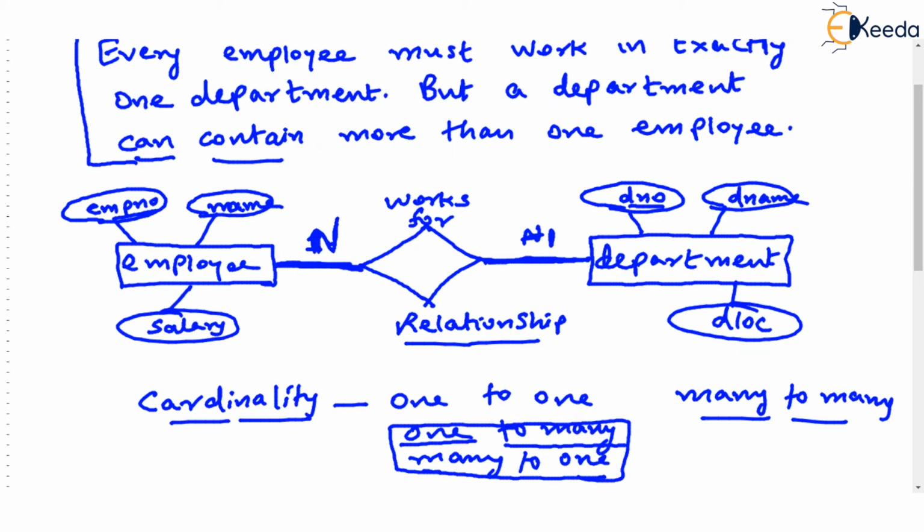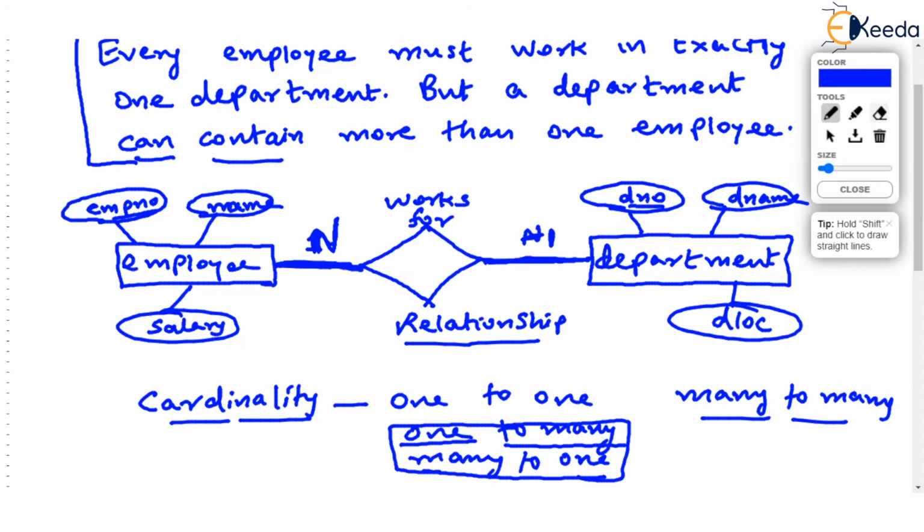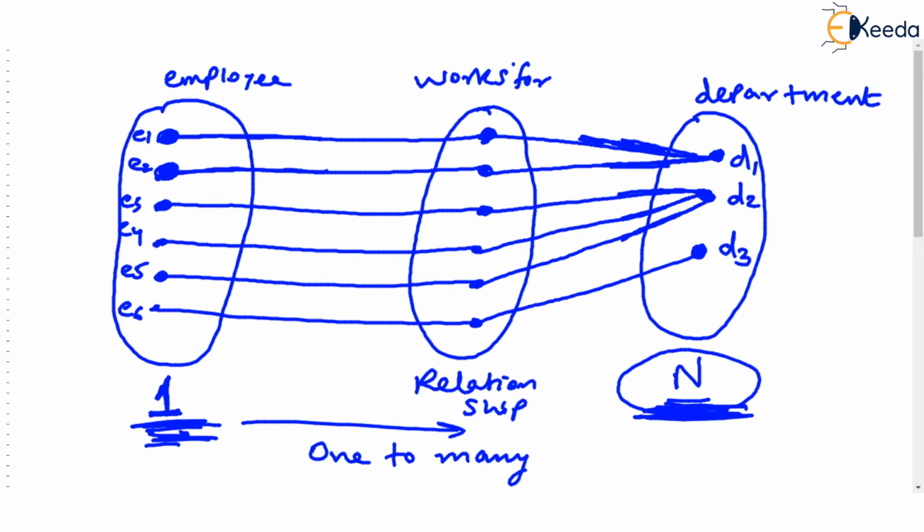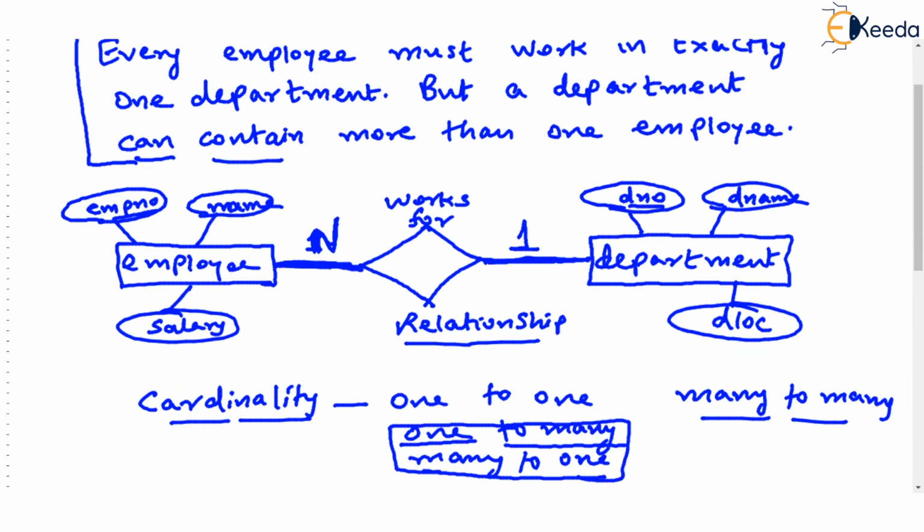N is written on, see this, on employee side. And we will be writing 1 on department side. Surprised everyone. How is this happening? Actually, 1 should have been written on the employee line, but n is written on the employee line. Why? Once I finish the discussion of this, you will fully agree that this should be the thing done in the ER diagram.